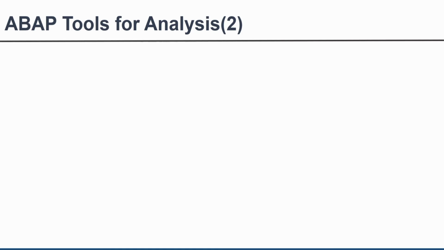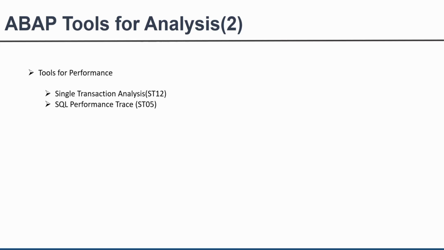ABAP tools for analysis. This is the second portion where we talk about the tools for performance analysis. The first one we have is single transaction analysis, ST12 is the transaction code. SQL trace or SQL performance trace, ST05 is the transaction code.